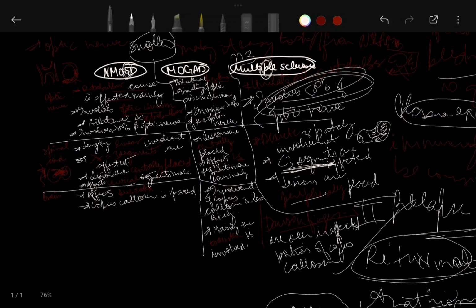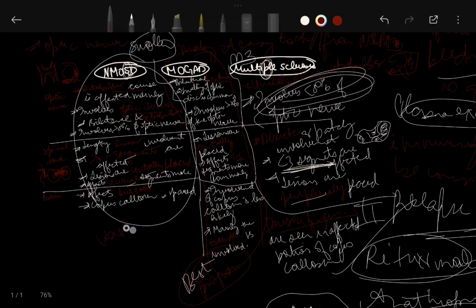Now the best prognosis is seen in MOGD, myelin oligodendrocyte glycoprotein antibody associated disease. And the worst prognosis is seen in NMOSD. It has the worst prognosis.